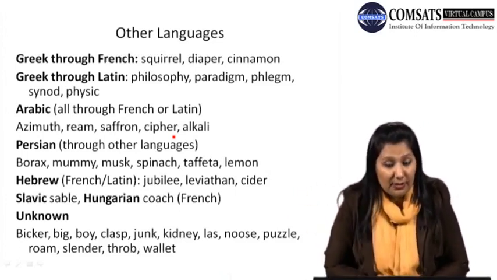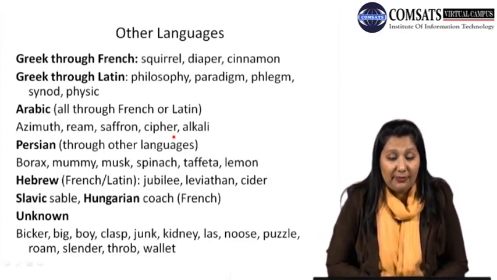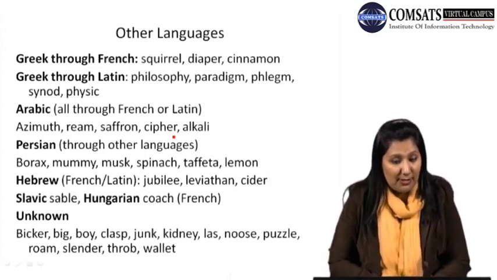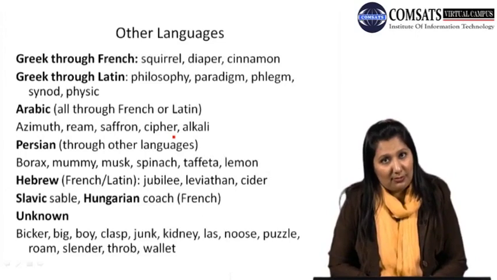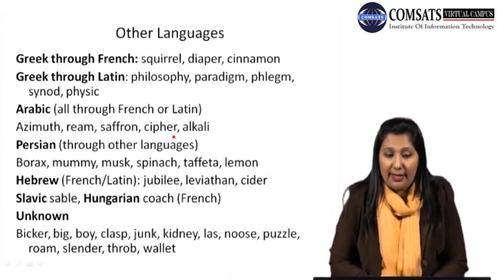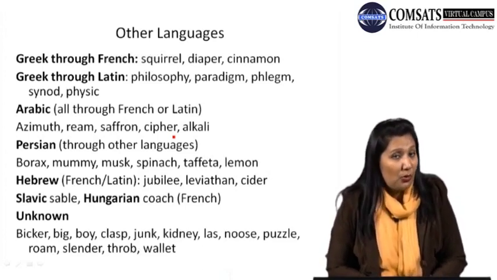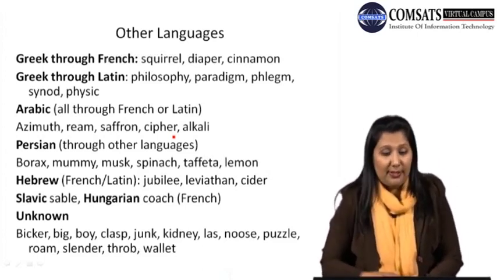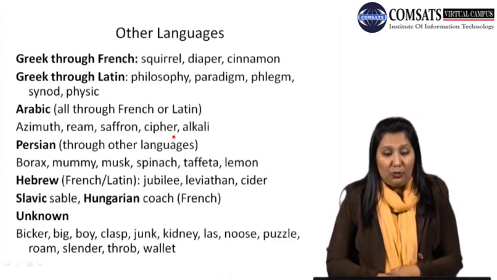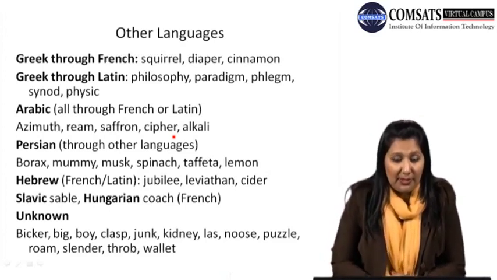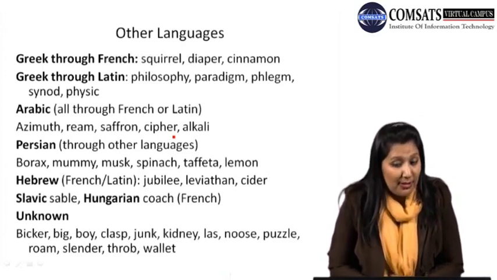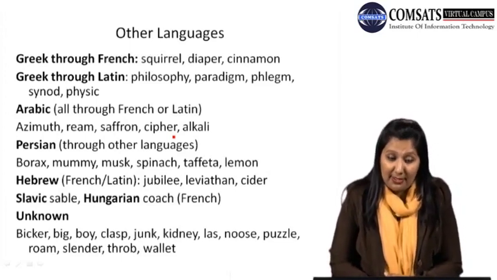For example, the word sifar. The word sifar is of Arabic origin. The word saffron, again, is of Arabic origin, and it has crept through the French language or the Latin language into our English. Persian, through other languages it has come. For example, the words like spinach, like lemon, like musk.